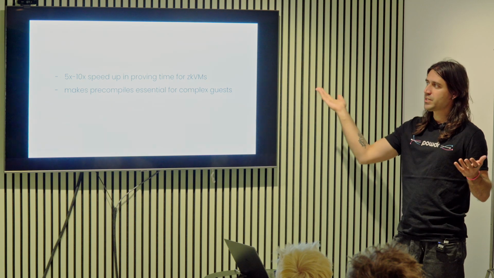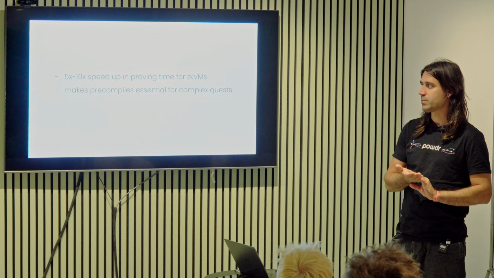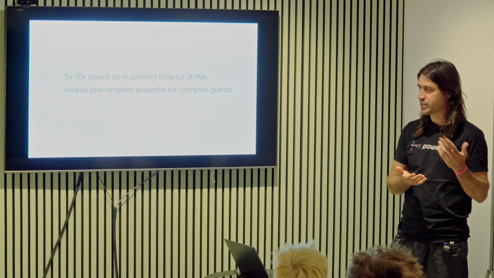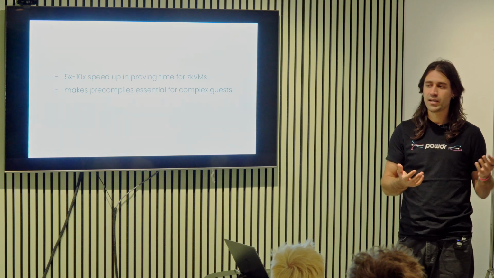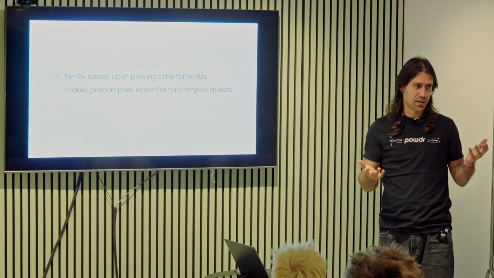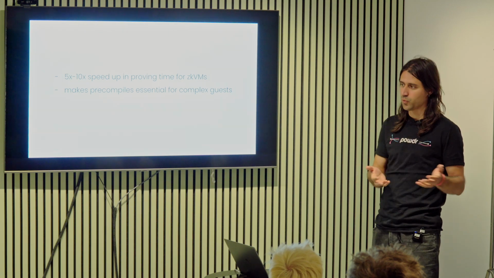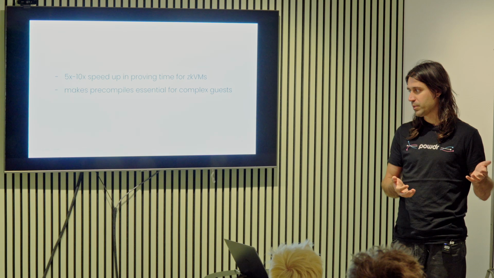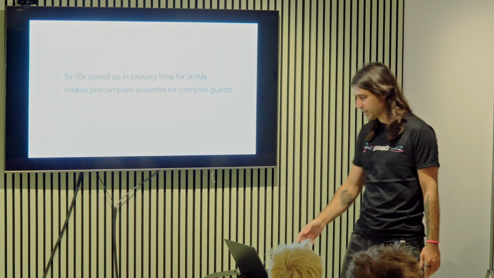So in the wild, you usually see 5x, 10x or more, depending on the case, speed up improving time for ZK VMs. And this makes precompiles essential for complex programs in ZK VMs, because ZK VMs can be very expensive if you're just doing generic computation, but for computationally heavy things like Keccak, ECDSA, and so on. So Ethereum blocks would be very complicated to prove if we didn't have these precompiles nowadays.